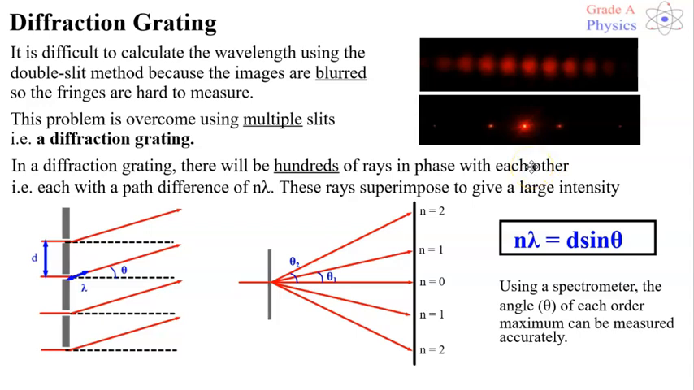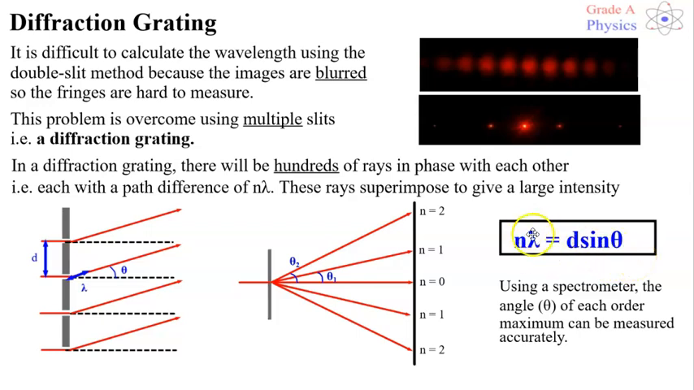It's a lot easier to measure, it reduces the error, it reduces the percentage uncertainty. Now we will talk about the derivation of this formula later on in this topic, but we can just accept this for now. nλ is equal to d sin θ. So what do these terms mean?